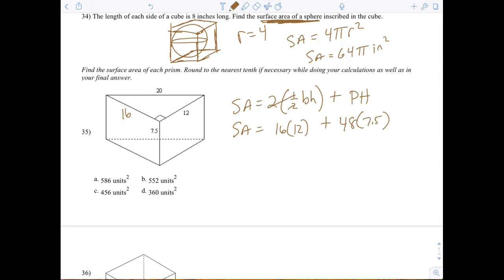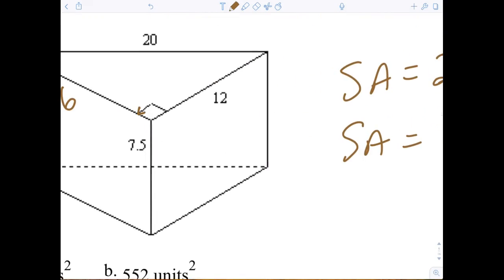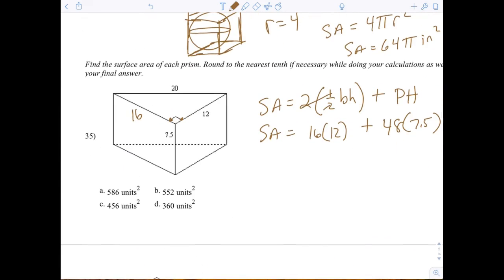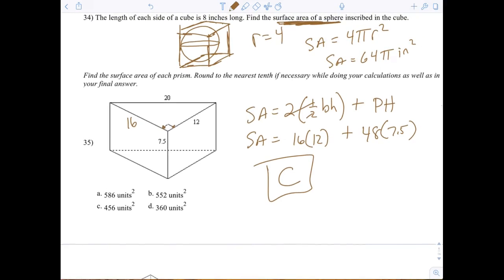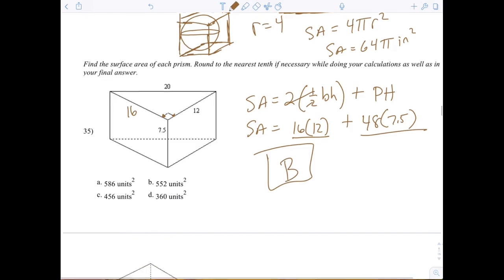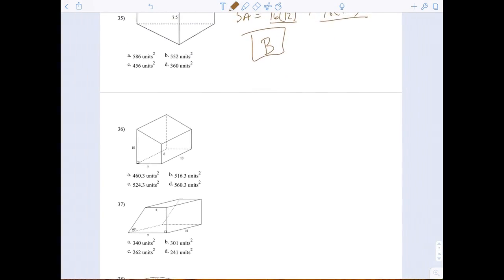Remember, you're looking at the base and the height pointed at by the right angle. Is that correct, C? Somebody said B. 16 times 12 plus 48 times 7.5. And what is it? All right, I'll go with B.